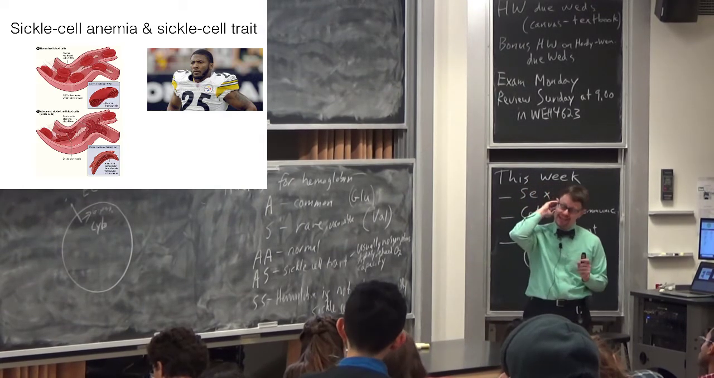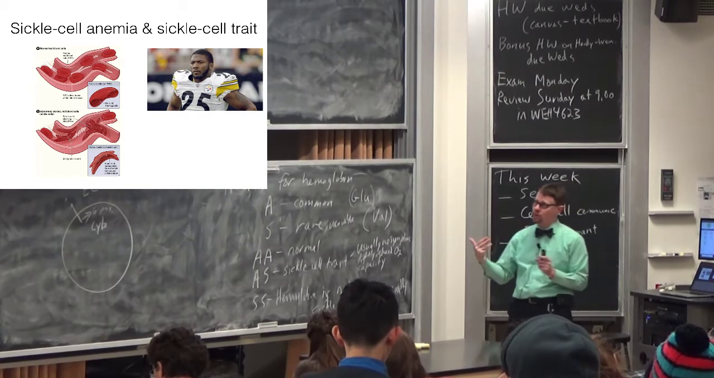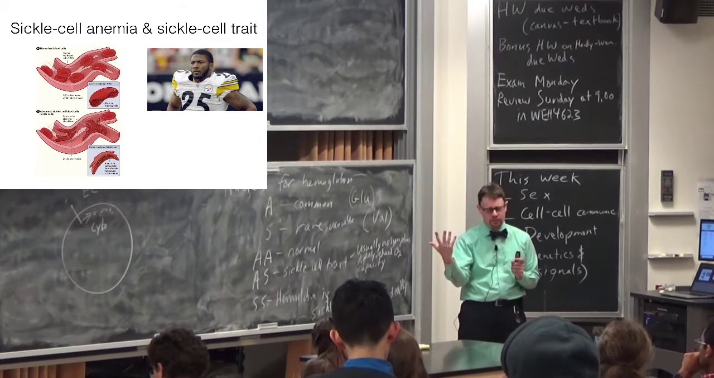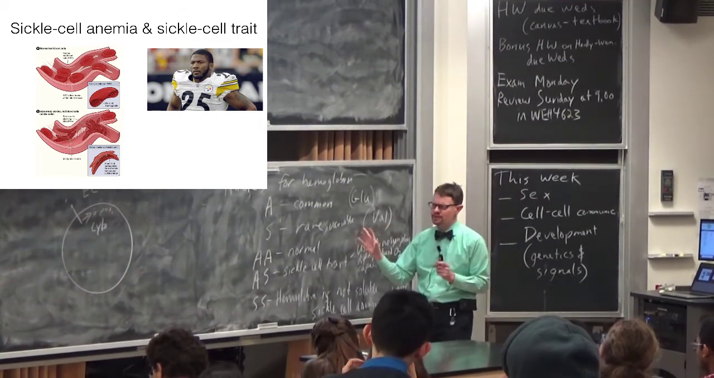People with sickle cell trait can go through their entire lives without even knowing that they are carriers for the S allele. It's often referred to as recessive, but as we'll see, that's not quite right.